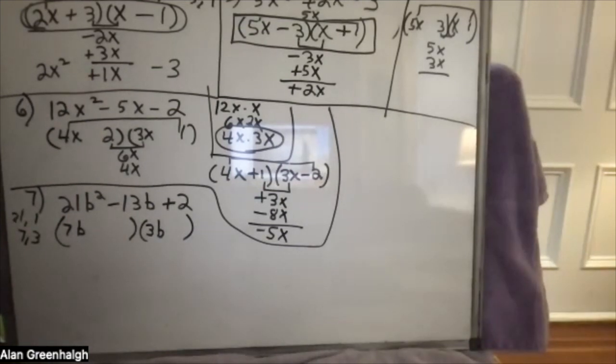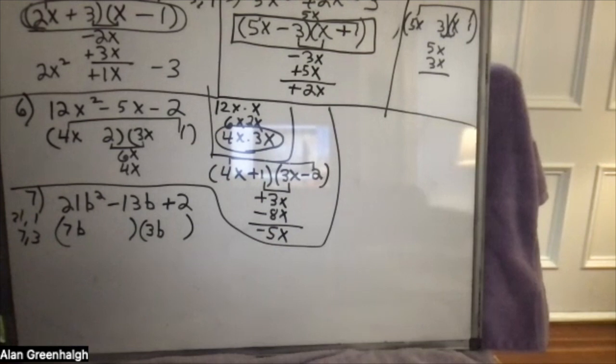It's gotta be 7 times 3. Start with that. Don't start with 21. It's 21 and 1. Just start with 7 and 3 and see what happens. Now, let's see if we can get a 13 in the middle somehow. Okay, let's see how we could do this.